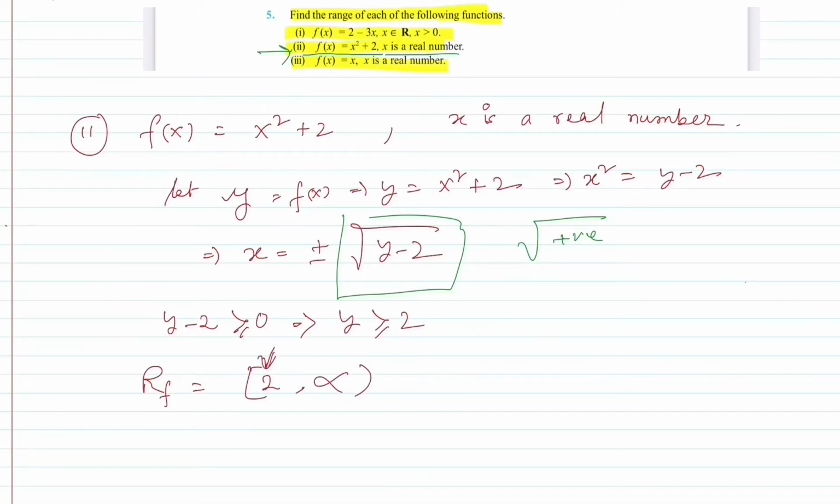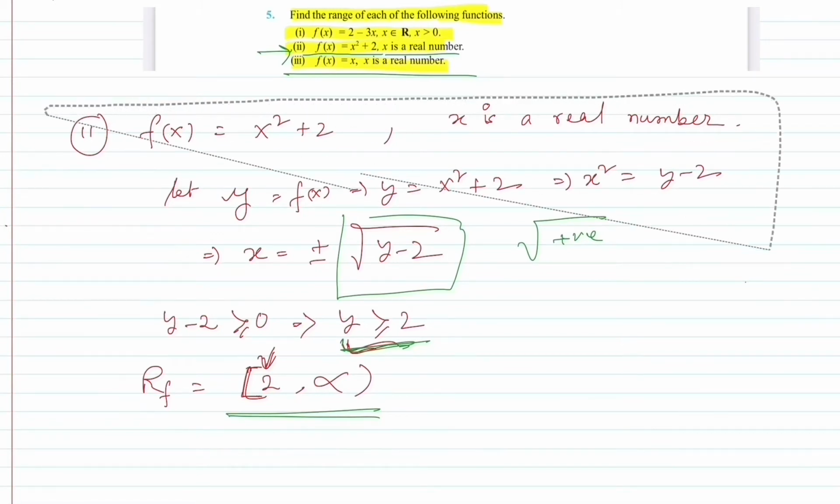So here you see, I am using a closed interval at the end of 2, because 2 is included here, because y is equal to 2 or greater than 2. So y is greater than or equal to 2. That's why this is the range of this function. So now let's move on to the next function, that is the third function. Okay, let me clean this one again.